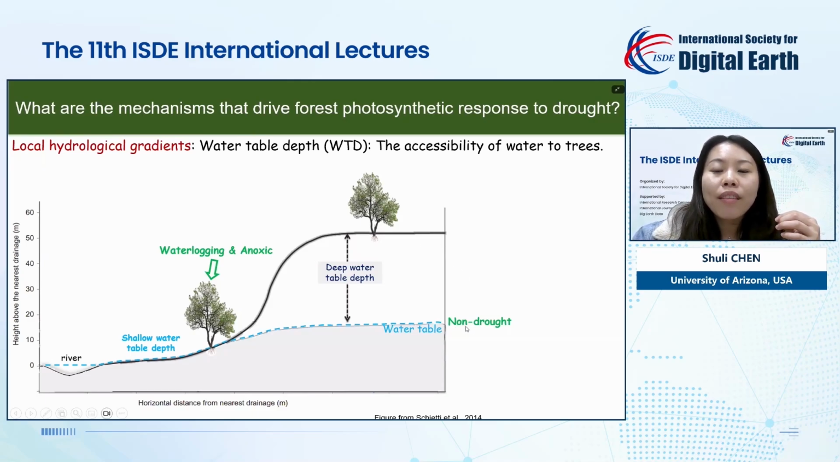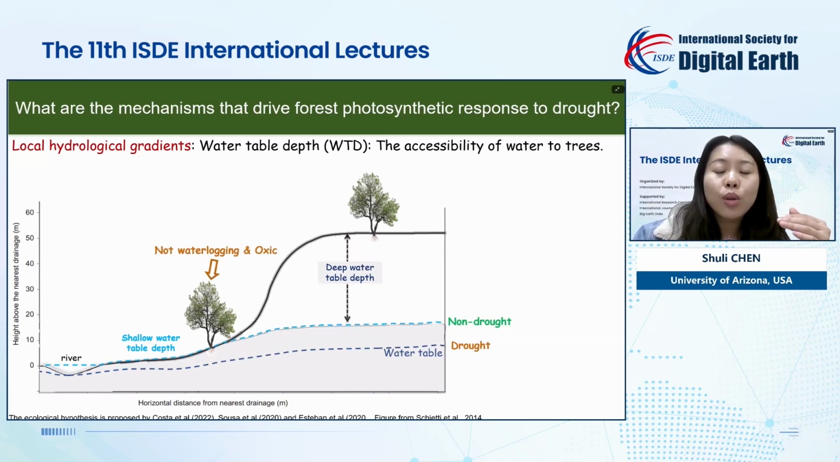For example, during the non-drought situation, the water table is shown as this blue line here, and the roots of the trees are submerged underwater in the anoxic environment. In this case, the respiration of the roots will be limited by the oxygen, and the growth will also be limited under this situation.